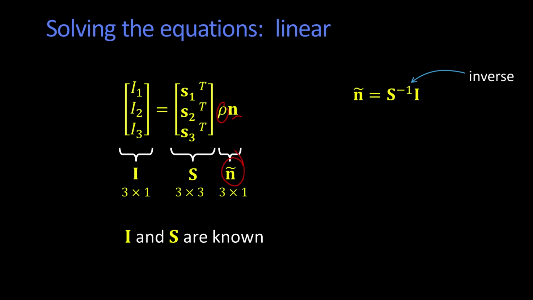But of course, N tilde is not a unit normal. In fact, its magnitude is what? Its magnitude is the albedo, so I can solve for rho, the albedo, and I can solve for the unit normal as well by just taking the magnitude of that.